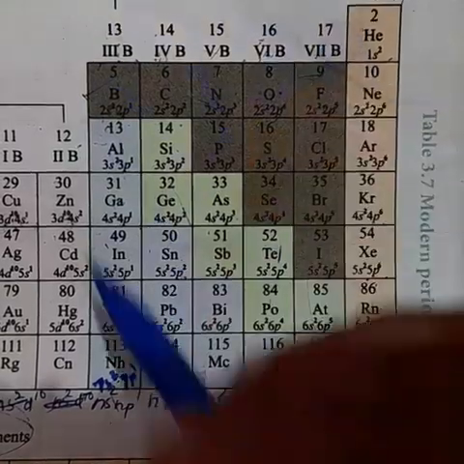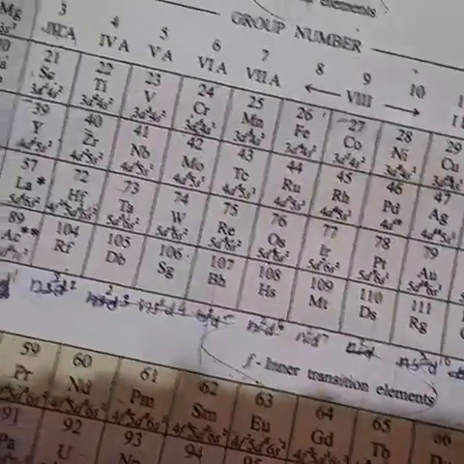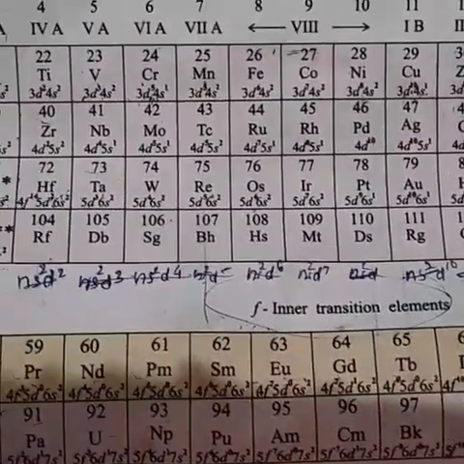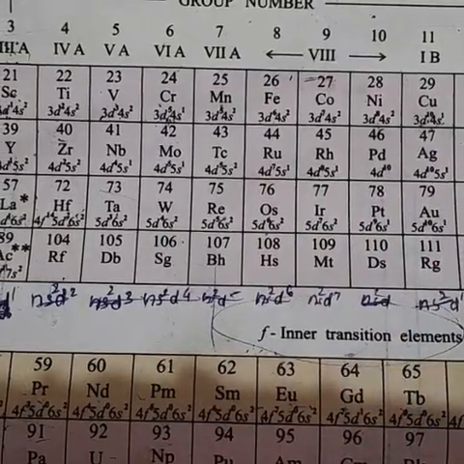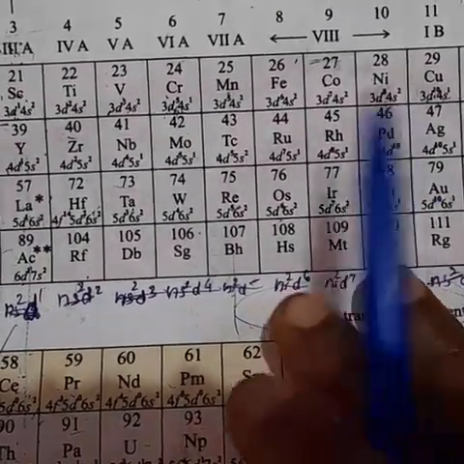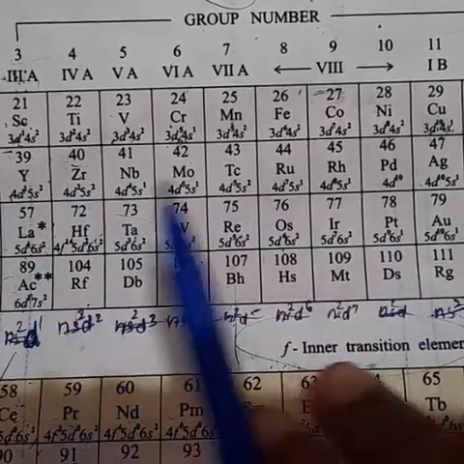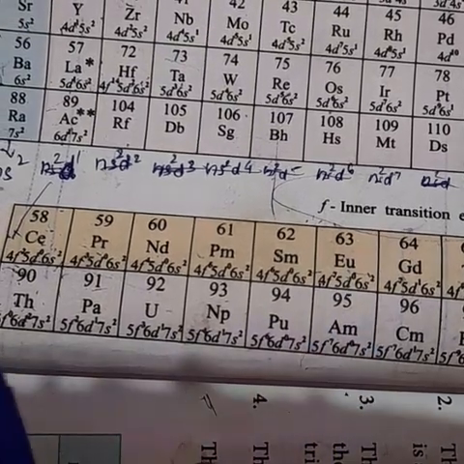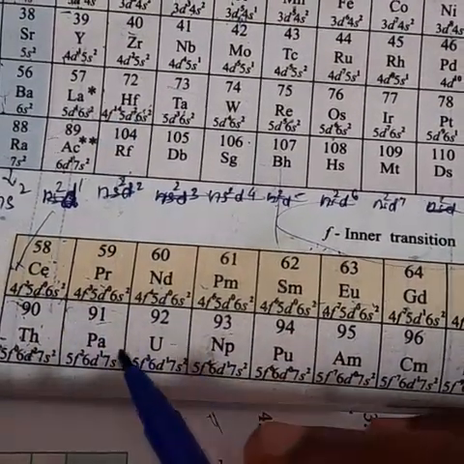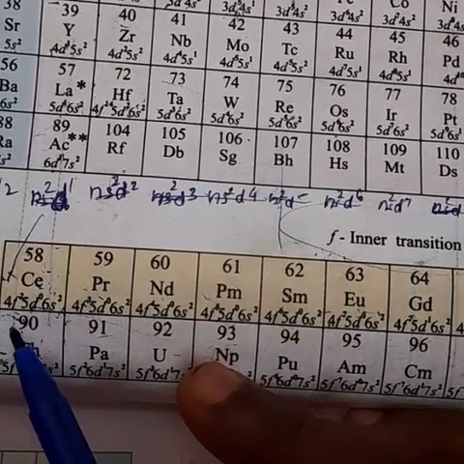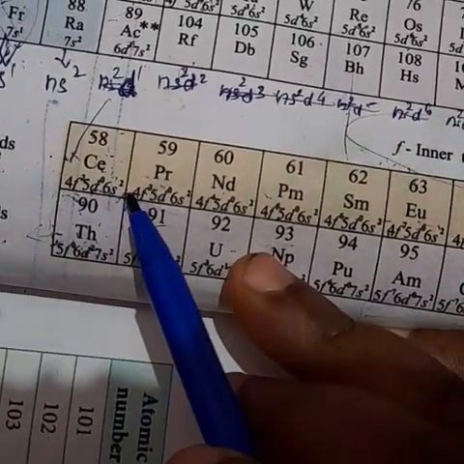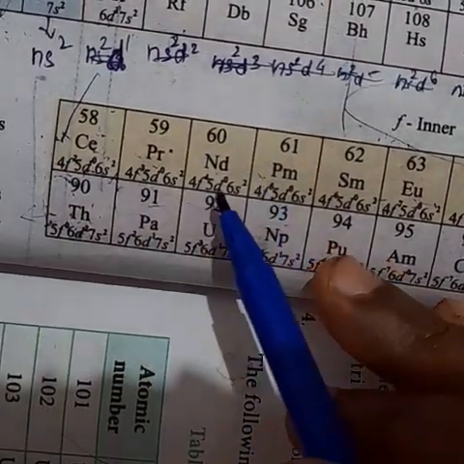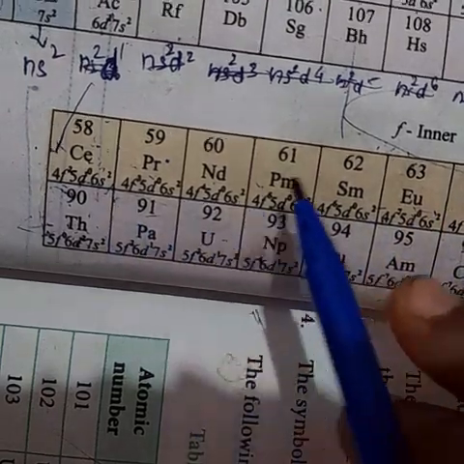And the D block elements, group 3 to group 12, are called the transition elements, and this is the inner transition elements. Why are they called inner transition elements? Because they occupy a position in between the transition elements. Otherwise we call them the F block elements because the outer electrons enter the F orbitals. Listen here: cerium 4f2 5d0 6s2, and 4f3, 4f4, 4f5, 4f6. These are the electronic configurations.